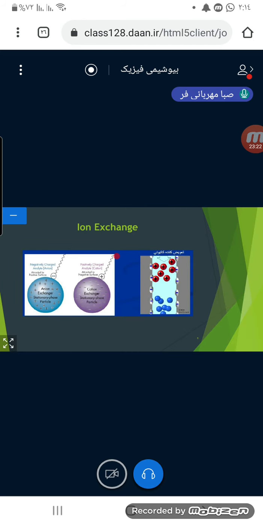This is a schematic picture of ion exchange chromatography.